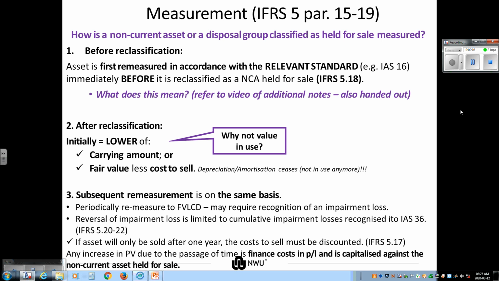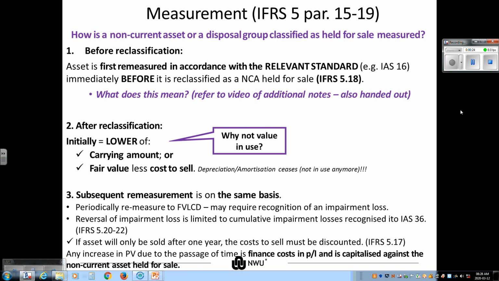We are going to look at the measurement of IFRS 5. Measurement means what amount. So before it is an IFRS 5 asset, you will measure it in terms of the asset's own relevant standard. So maybe it's IAS 40, investment property, or IAS 16, your PPE.